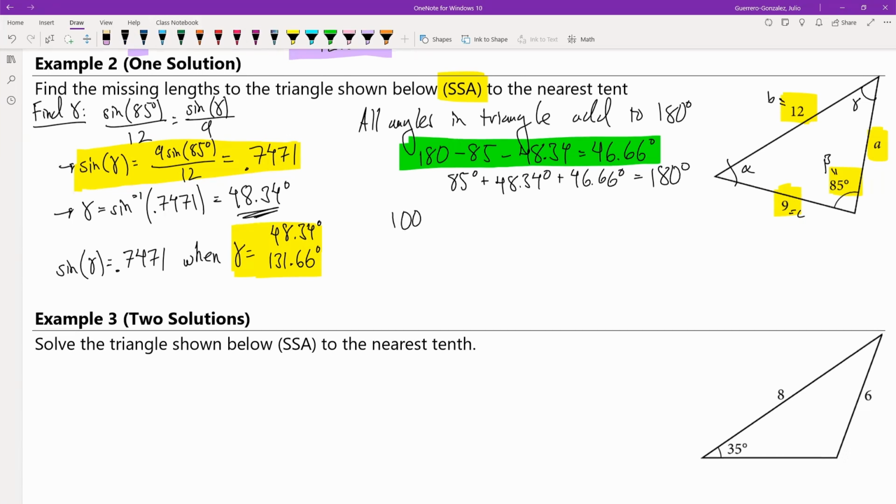180 degrees. One of them is already reserved. It's got to be 85 degrees because that's already in a triangle, right? Minus 131.66 degrees. Okay, and if we do that, let me actually do this one. We get negative 36.66 degrees. This is a heck no right here, right? This cannot happen.